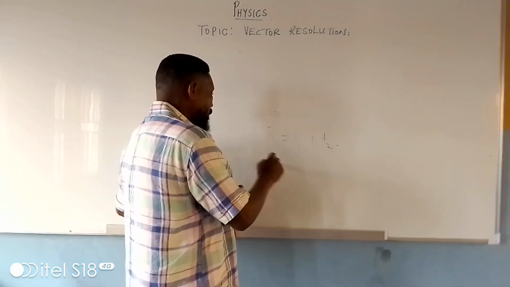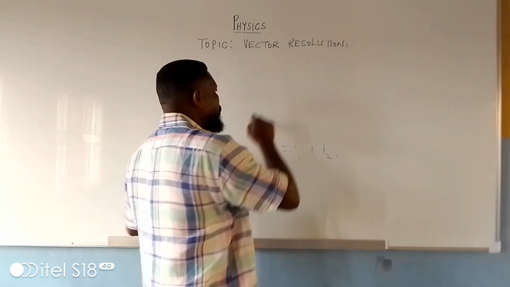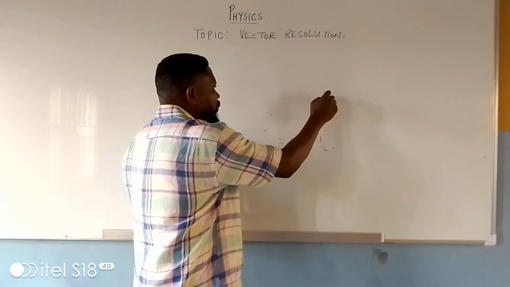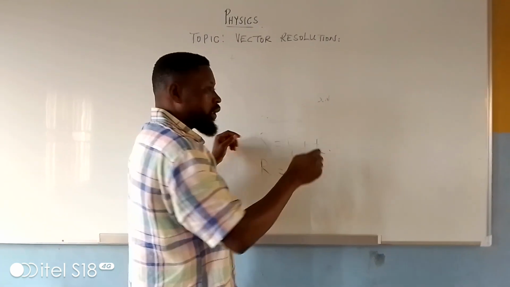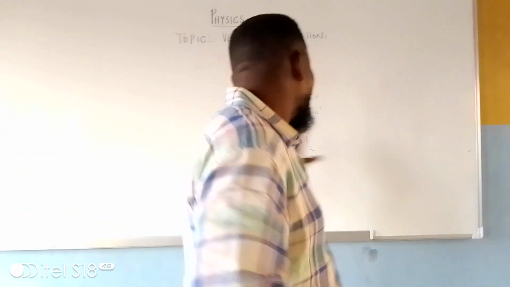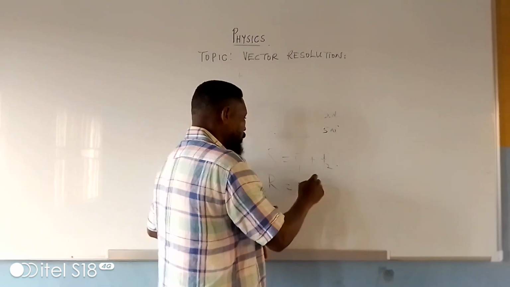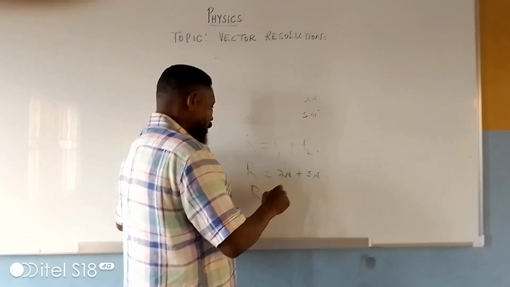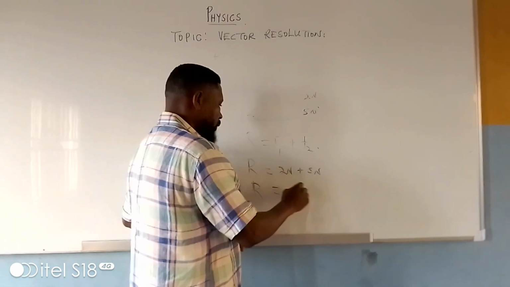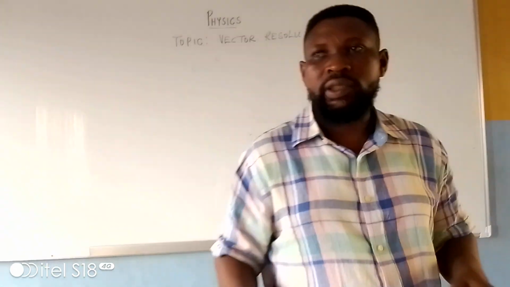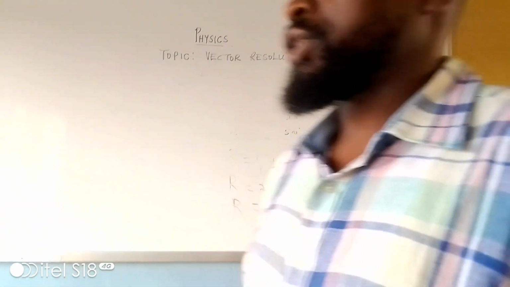vector is regarded as the second. For example, if the first force is 2 Newton and the second force is 5 Newton, the resolution of these two forces will be 2 Newton plus 5 Newton. Thus, your resultant force will be 7 Newton. Now, this is a case of two forces acting in the same direction.